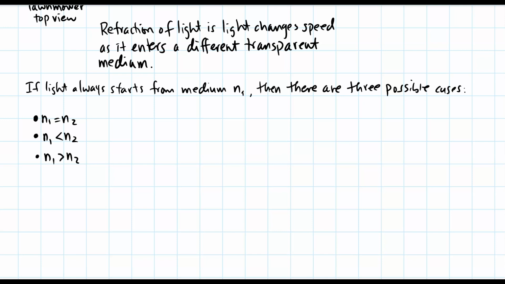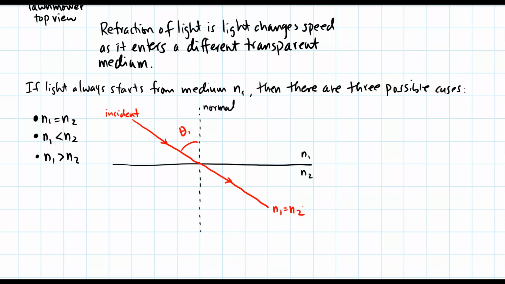Picture-wise, I then start to draw the reflection, refraction, and incident rays as follows. If the incident ray goes from medium 1 to medium 2, and both of these are the same, the incident ray will not see any refraction and will move along a straight line. On the other hand, if n1 is less than n2, then refraction occurs into medium 2.